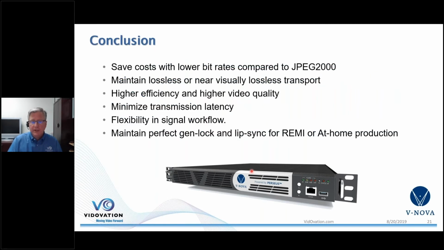So, in conclusion, saving the cost, lowering that bit rate compared to JPEG 2000. We all want our compression to be visually lossless, near lossless, and you get that with Perseus Pro, getting higher efficiency, higher video quality, and then maintaining extremely low latency, and then having that flexible signal flow, 8 ins, 8 outs, or any combination therein.